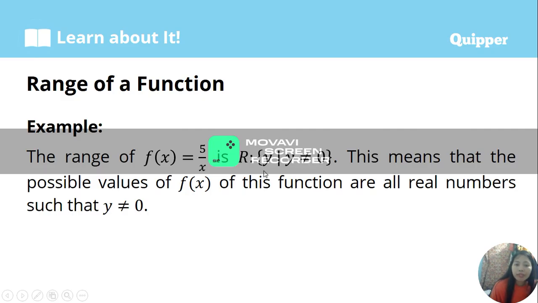Do not put your answer in your range as y equals 0. Same as the vertical asymptote, where you put is not equal to, in the range you also put is not equal to. Got it? This means that the possible values of f of x of this function are all real numbers such that y should not be equal to 0. So the possible values of y are all real numbers except 0.